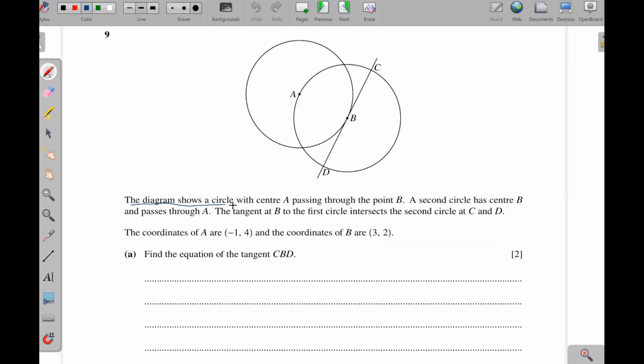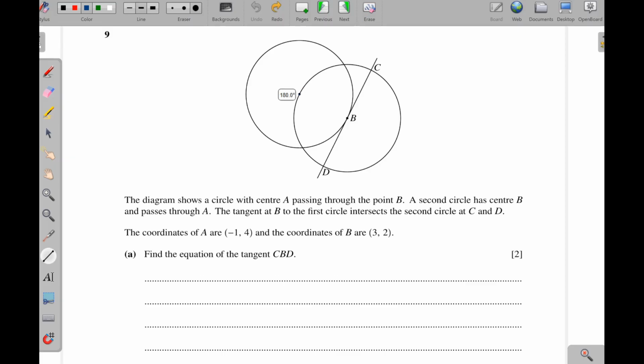Question 9. The diagram shows a circle with center A passing through the point B. A second circle has center B and passes through A. The tangent at B to the circle intersects the second circle at C and D. Then the coordinates of A are these and the coordinates of B are these. Part (a), find the equation of the tangent CBD. Now, you know that the tangent and the radius are perpendicular, okay?